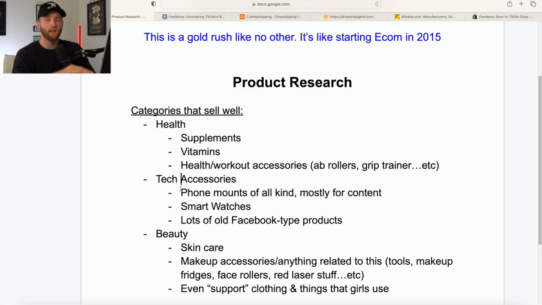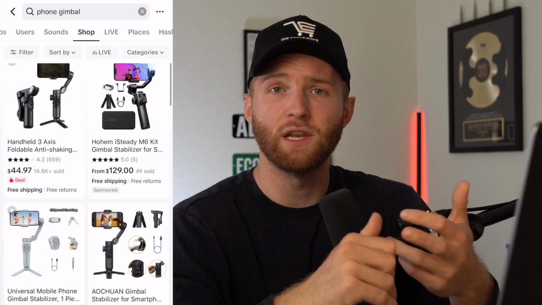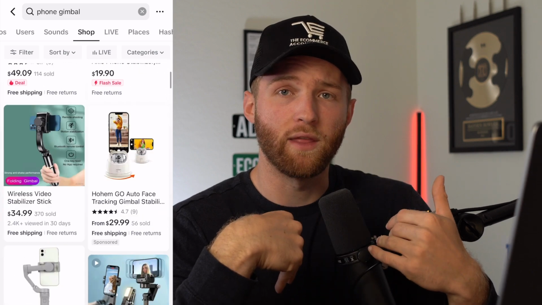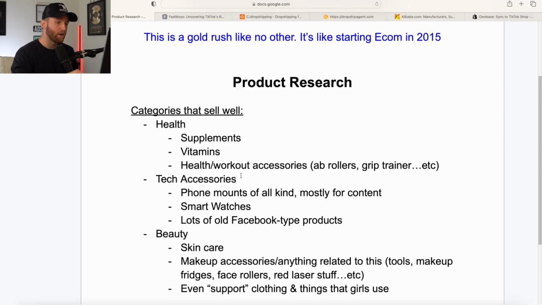Tech accessories. I'm seeing a lot of phone mounts, like gimbals and different stabilizers and stuff, content creator oriented stuff. I even have one of those that I'm selling. And so we're doing some stuff in that space. This I think is more like, if you don't want to build your own brand at all, just find some product, which I'm going to show you how to do, and very easily source it. You don't need to put much effort into selling one of these.